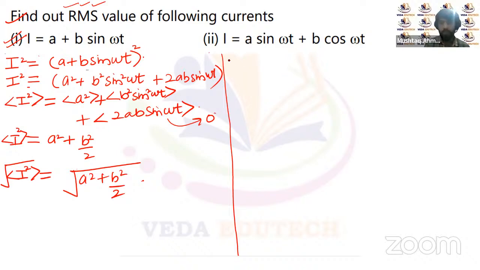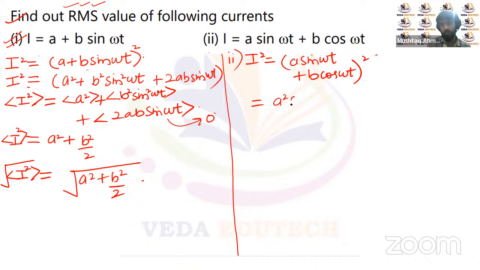Similarly, for the second part, I will square the current on both sides. That will be a sine omega t plus b cos omega t, whole square. I will expand it. It will be a square sine square omega t plus b square cos square omega t plus twice ab sine omega t cos omega t.